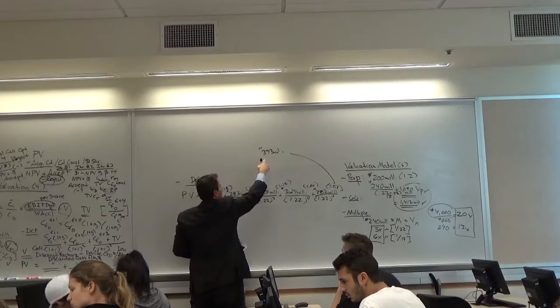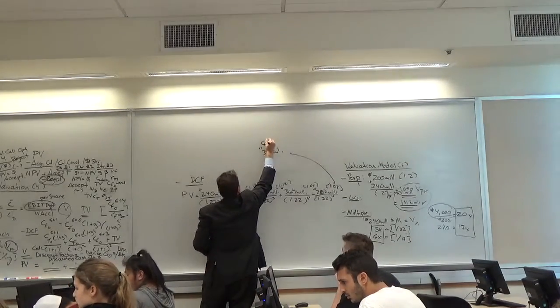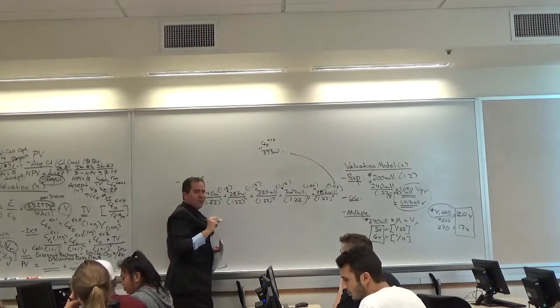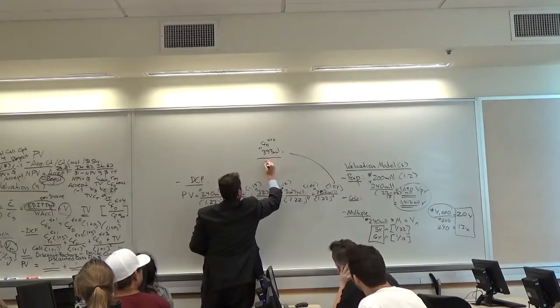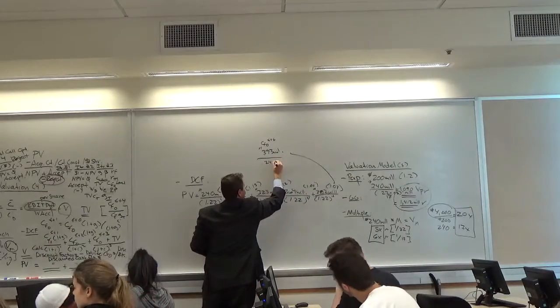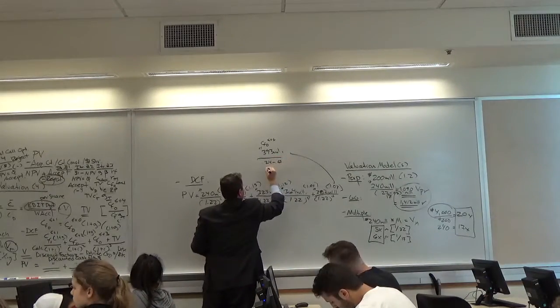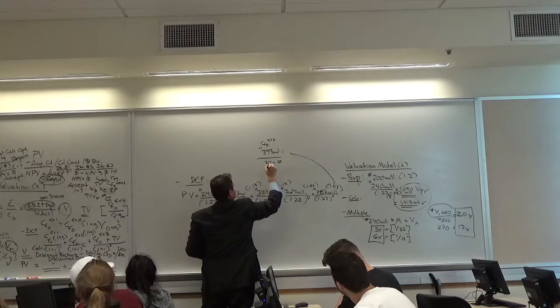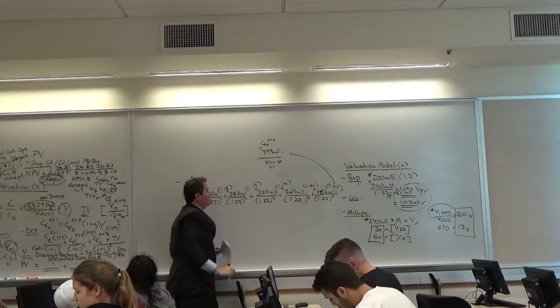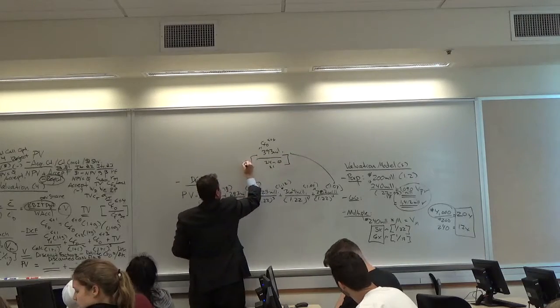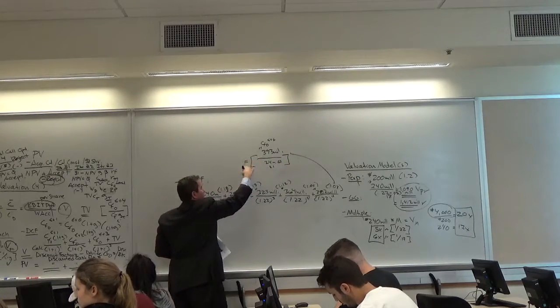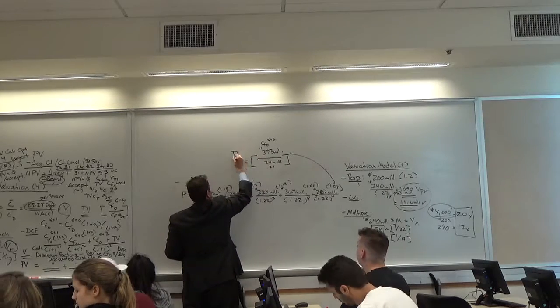What do we do? Divide the 6-year cash flow by... What do we divide it by? 0.24 minus 0.03, and that gives us what? 0.21. So it's 393 billion divided by 0.21. And what's this going to give us? Terminal value. What do we get?